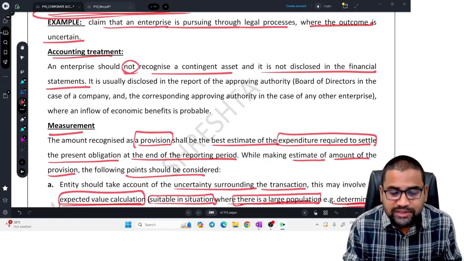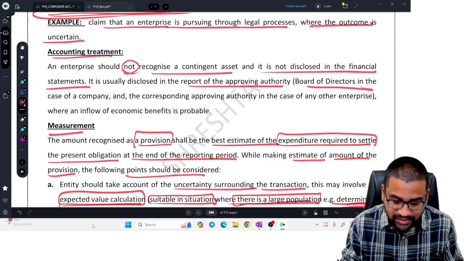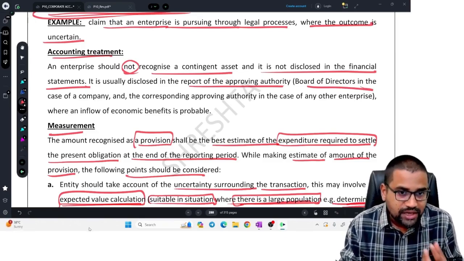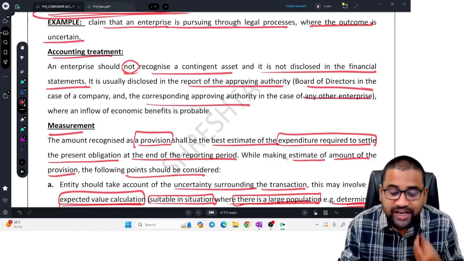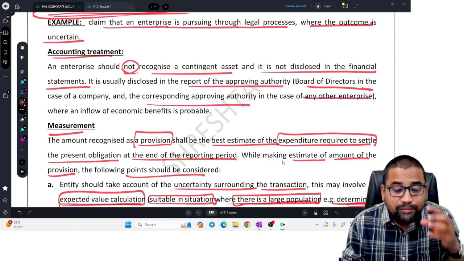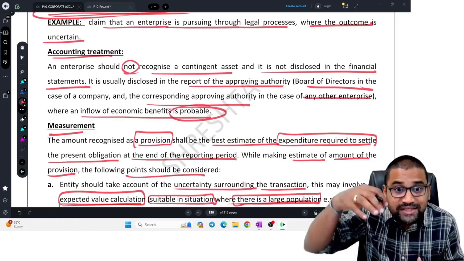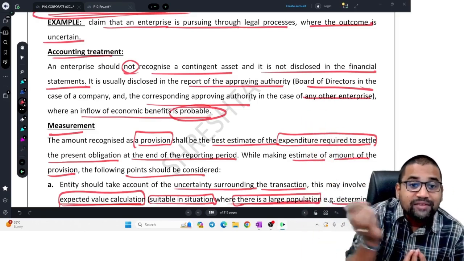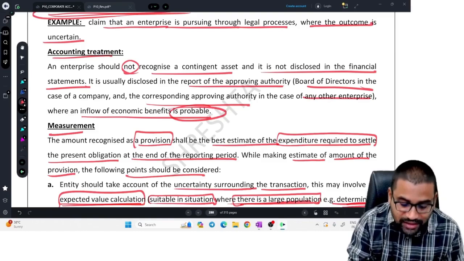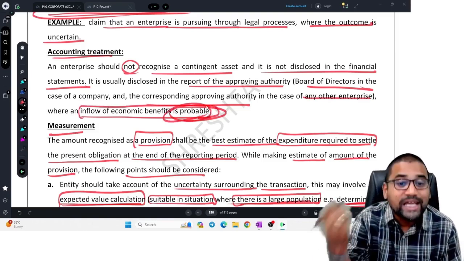But where it can be disclosed, a contingent asset may be disclosed as part of the board of directors' report, or the corresponding approving authority in case of any other enterprise, if the inflow of economic benefits is probable. That means this possible asset will definitely in future become an asset, and there will be an inflow of resources, with more likely chances.